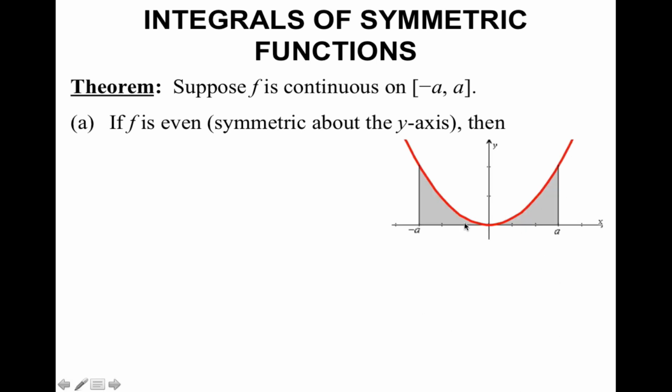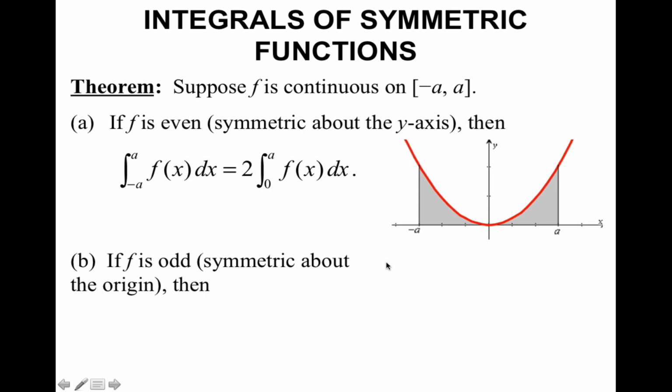So here's a graph that is symmetric about the y-axis. It's actually x squared. It's an even function. Then you can say that the integral from negative a to a, so the area underneath this curve from negative a to a, is equal to 2 times the area from 0 to a. So you can just find the area of this piece, and since it's symmetric over the y-axis, this is the same area. So I can just double one of those areas.